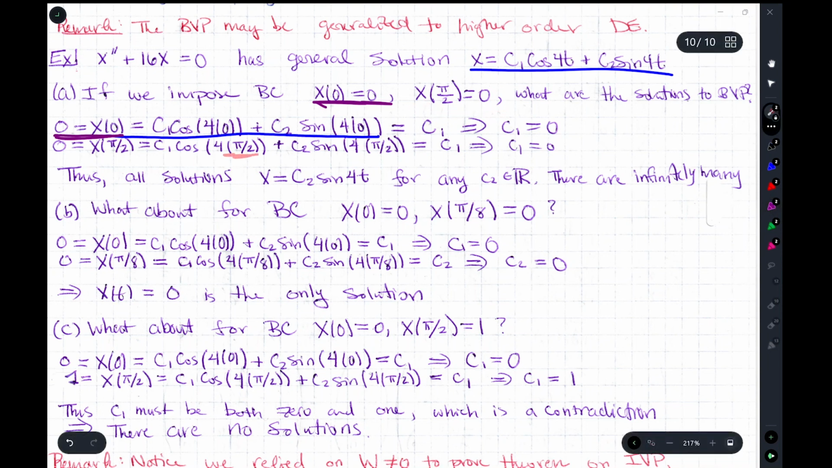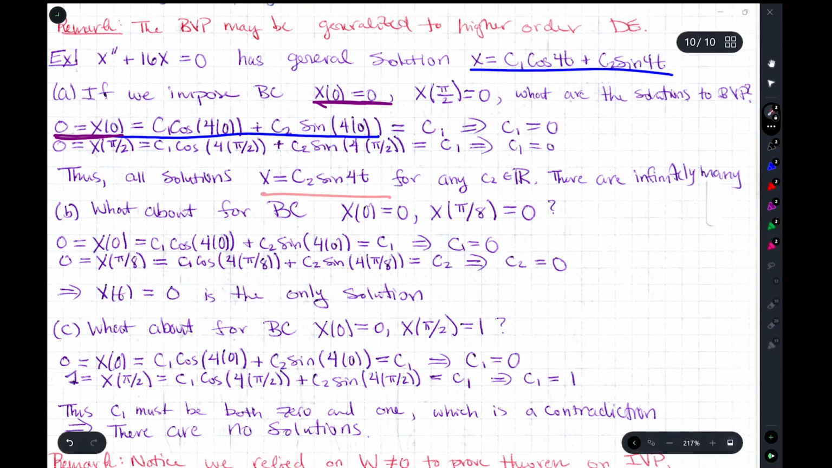So you just plug in pi over 2. 4 times pi over 2 is 2 pi. Cosine of 2 pi is 1, but sine of 2 pi is 0. And so this second boundary condition is satisfied again when C1 equals 0. So we didn't say anything about C2. We could respect both boundary conditions by just having C1 equal to 0.